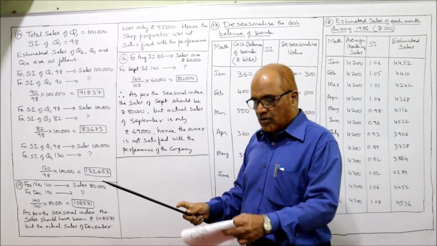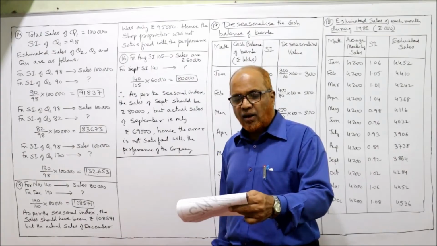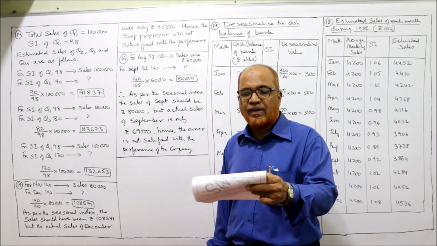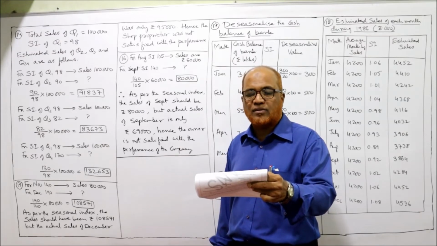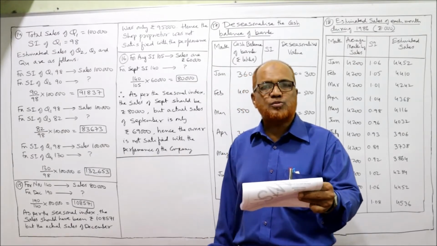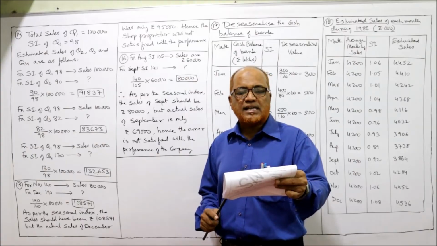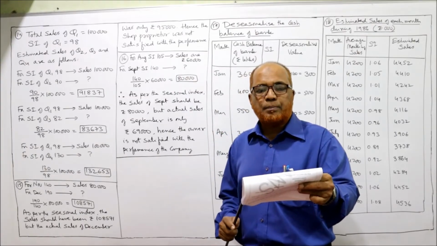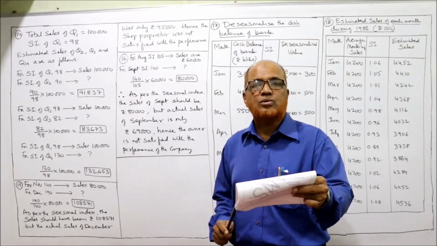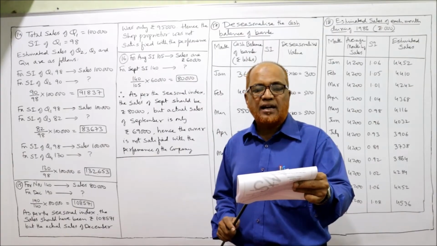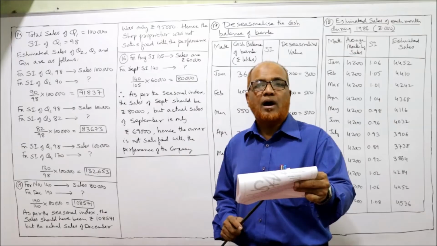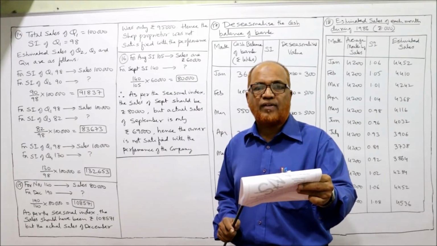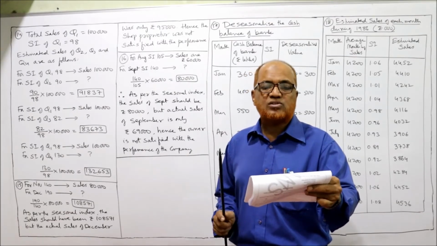That's it. Now, 16th problem. The sale of a company rose from 60,000 in the month of August to 69,000 in the month of September, just like the previous problem. August sales are 60,000 and September sales are 69,000, actual sales. The seasonal indices for these 2 months are 105 and 140 respectively. August seasonal index 105, September seasonal index 140.